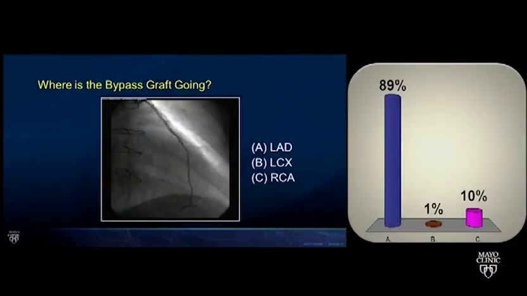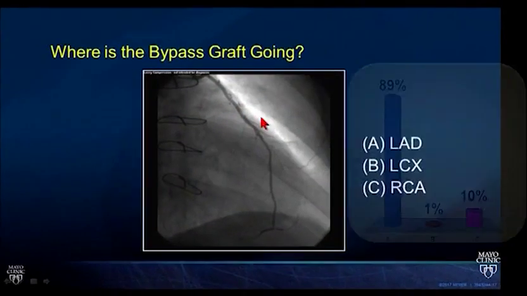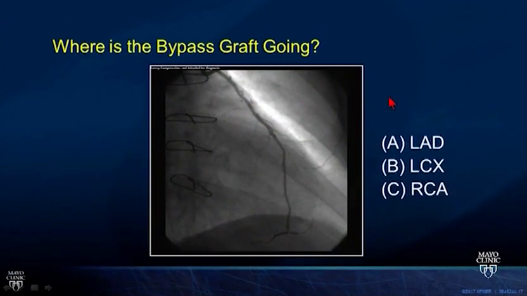Excellent. So yeah, most people got this right. 89% of you. So the LAD, it looks like the LAD. And there are several clues here. One is that this vessel has what looks like septal perforators coming off at almost 90-degree angles. So that's a sign of the LAD.